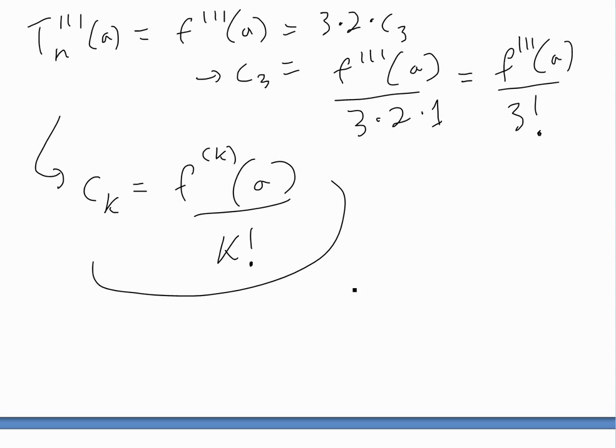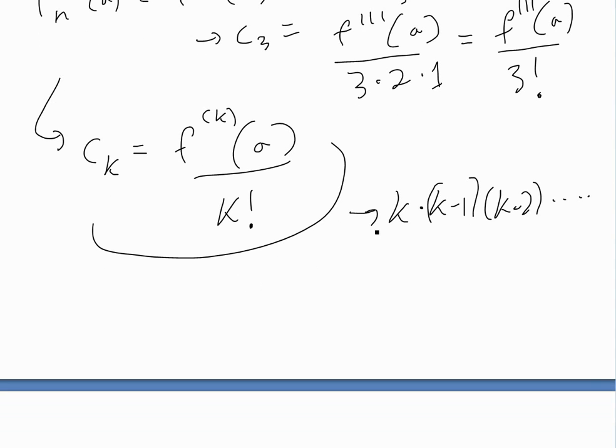Then we plug this all into the final equation. This k factorial just equals k times k minus 1 times k minus 2, and it keeps going on, or just 1 times 2 times 3 all the way to k, or whatever k is.